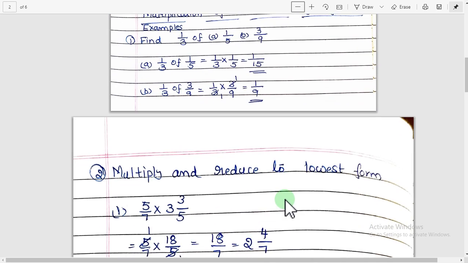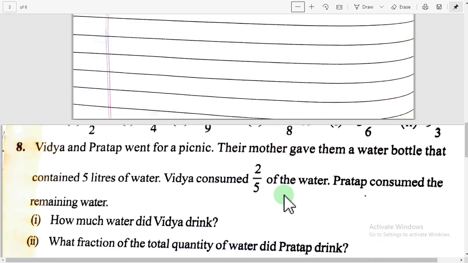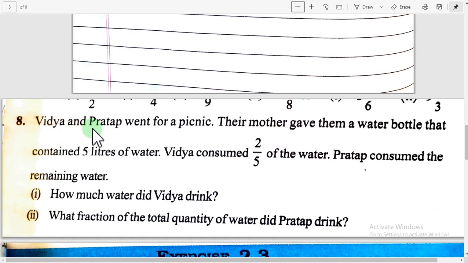A similar sum is there in the exercise. This is the question. Vidya and Pratap went for a picnic. Their mother gave them a water bottle that contains 5 liters of water. Vidya consumed 2/5 of the water. Pratap consumed the remaining water. How much water did Vidya drink? The quantity of water Vidya drank is 2/5 into 5. Here the total is 5. 2/5 into 5, 5 and 5 get cancelled. 2 will remain. So 2 liters is the answer.